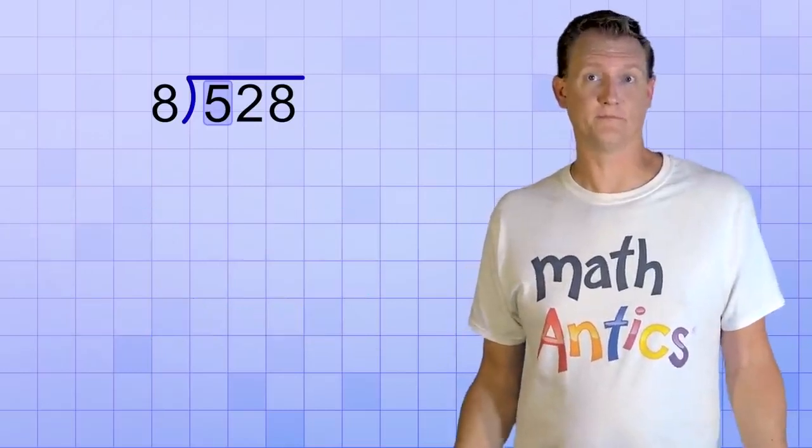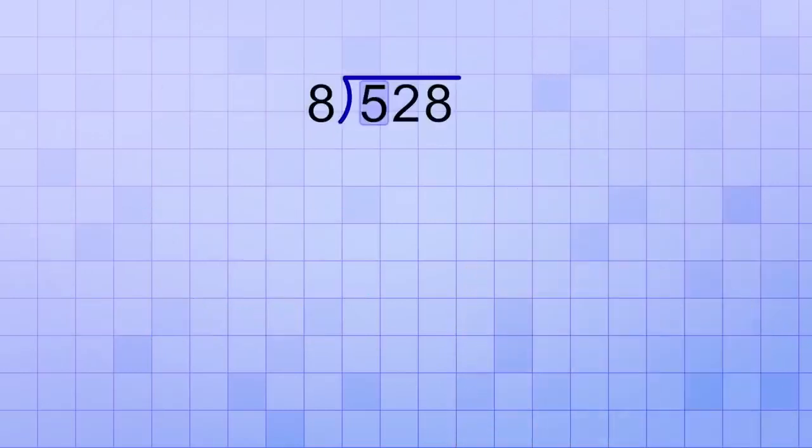So what do we do? Well, instead of just trying to divide the first digit all by itself, let's group the first 2 digits together. If we group the 5 and the 2 together, then our first step will be to ask how many 8's will make 52. That's better. 8 will divide into 52 about 6 times. So we'll put a 6 in our answer line, right above the 2.